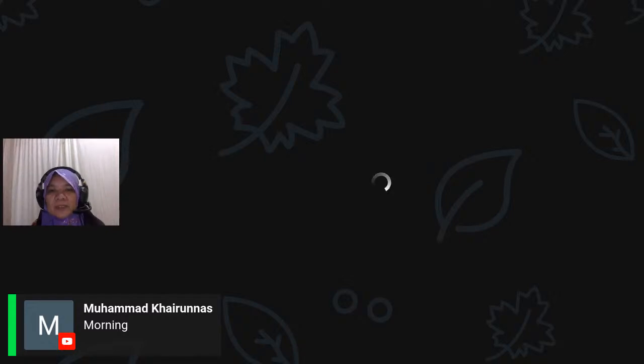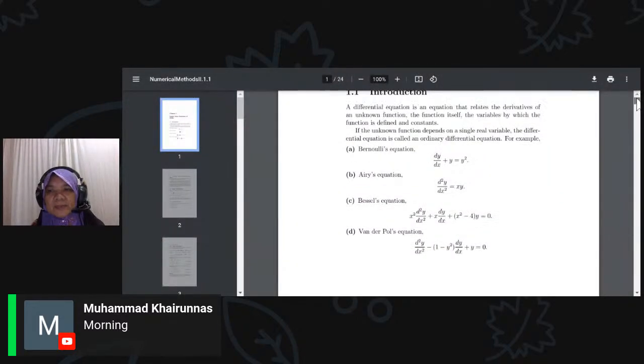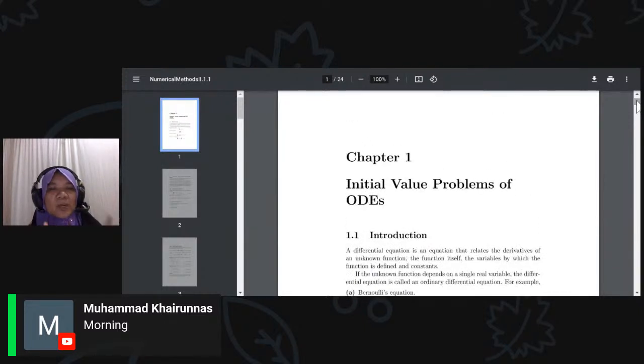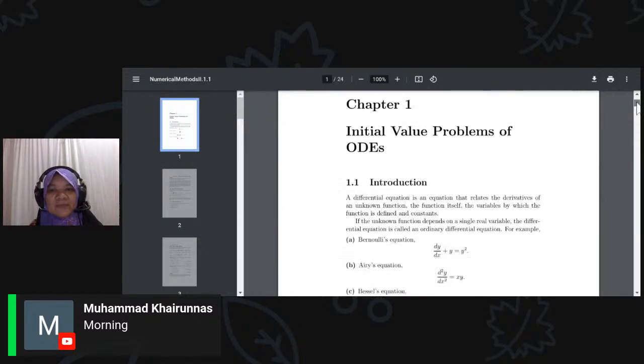All right. Okay, this one is chapter 1. You look and see. All right, so this is our subject. You go to the e-learning and find chapter 1 for Numerical 2. It's about the initial value problem of the ordinary differential equation.